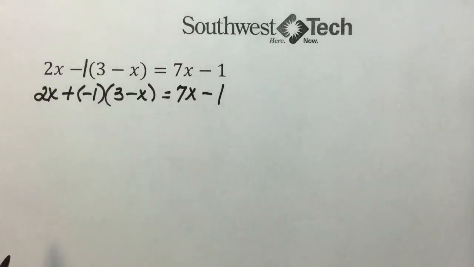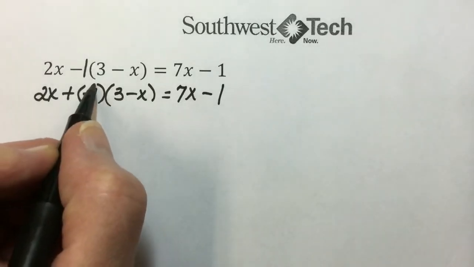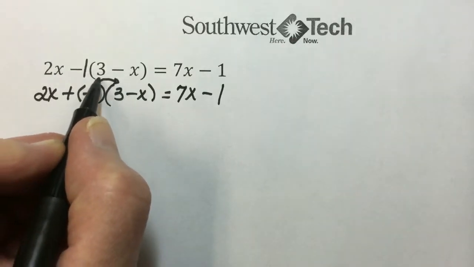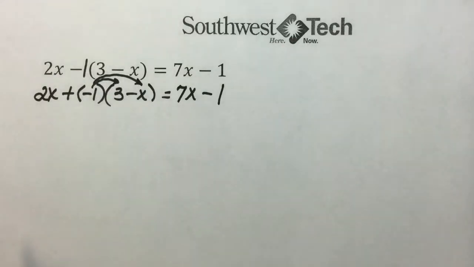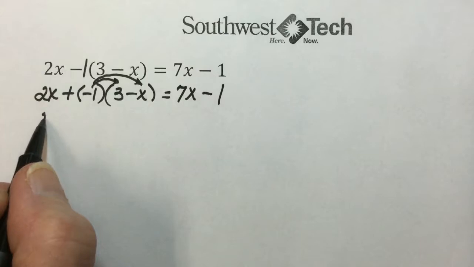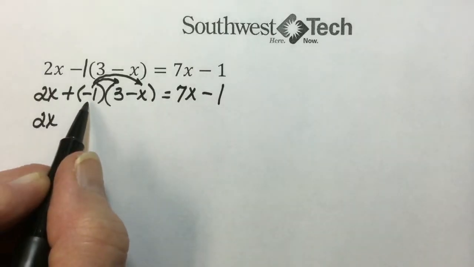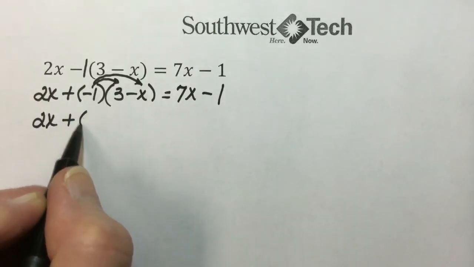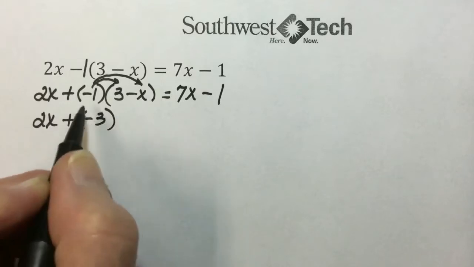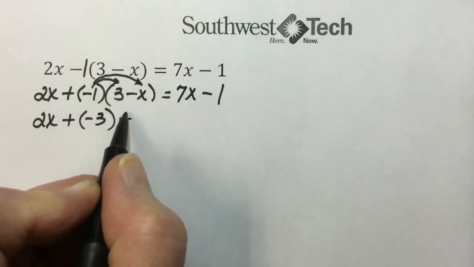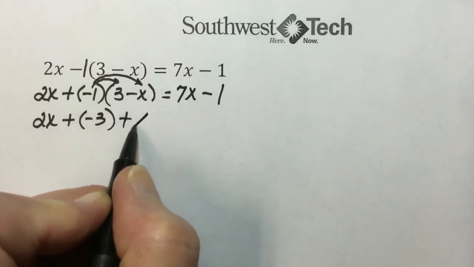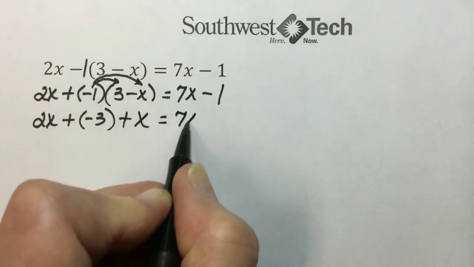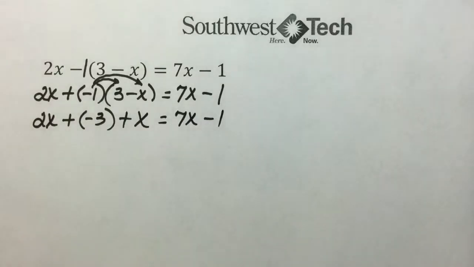Now it looks like something that we can use the distributive law on to simplify, which means we will distribute that multiplication over the terms in the parentheses, resulting in a negative 1 times 3, which is a negative 3. A negative times a negative is a positive. 1 times x is x, which has eliminated our parentheses.